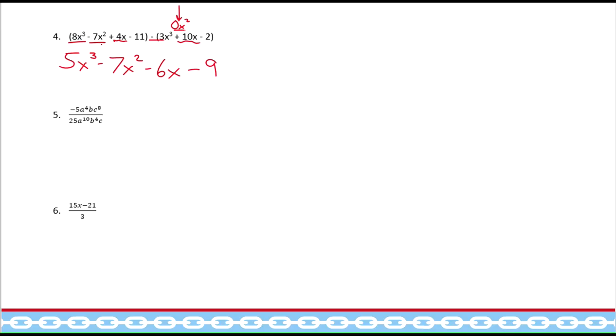For number 5, we are going to look at each part of the numerator and the denominator to figure out how we can best simplify this. So if I am looking at the negative 5 and the 25, right, they're both divisible by 5. Right, so that's going to be the same as negative 1/5. Right, so I can write that down.